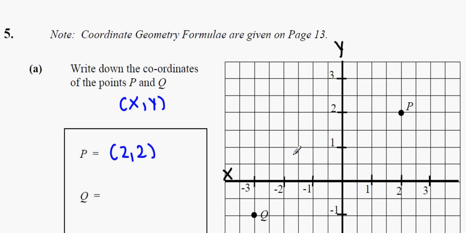Now Q, let's find the x value of Q. The x value of Q is minus 3. And the y value of Q, we go down the y-axis, and once we're level with Q, it's going to be minus 1. Okay, that's the first question.